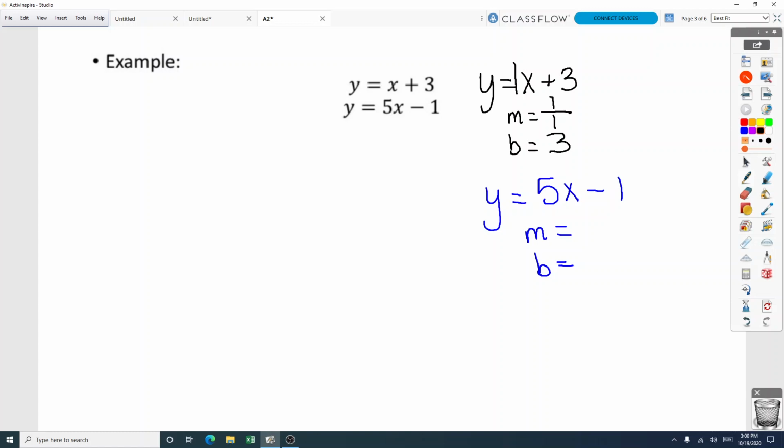Now let's look at the second one. Ryle, what would the slope be? 5. How do I write it as a fraction? 5/1. Pfeiffer, what about my y-intercept? Negative 1. Good.